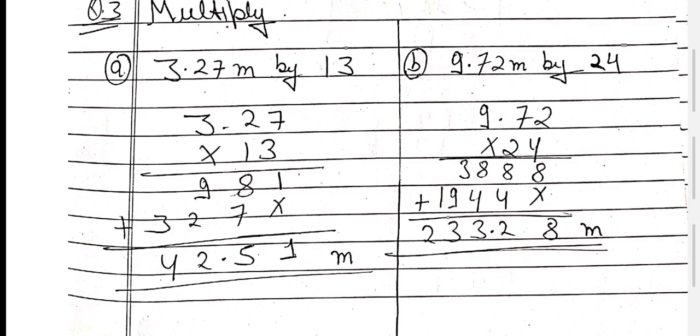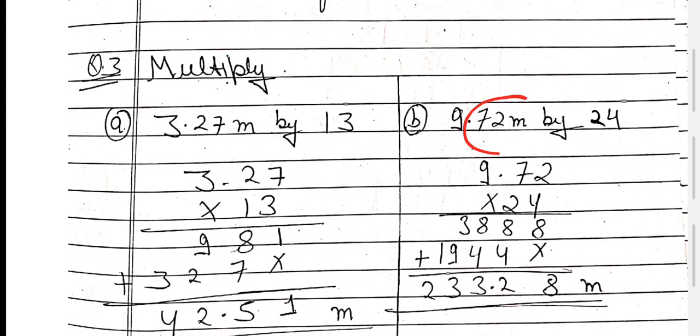So your answer is 23328. Now for the decimal, just check: there are only 2 digits after the decimal. From the back side you have to write the decimal after 2 digits. So your answer is 233.28 meter.